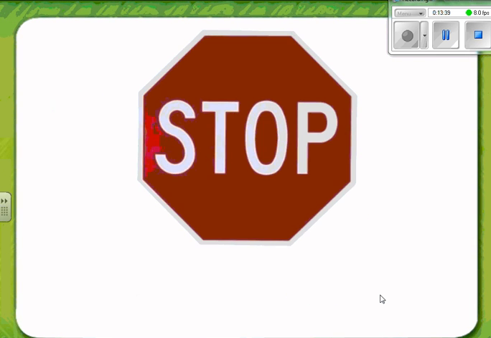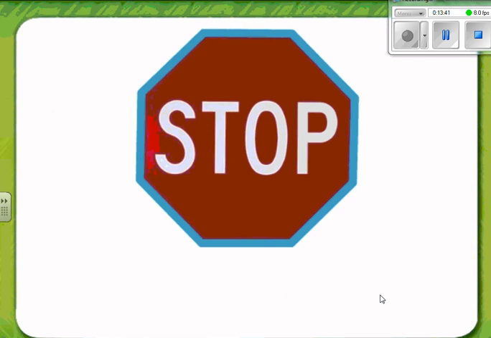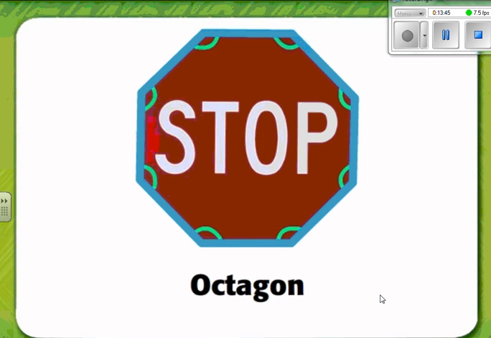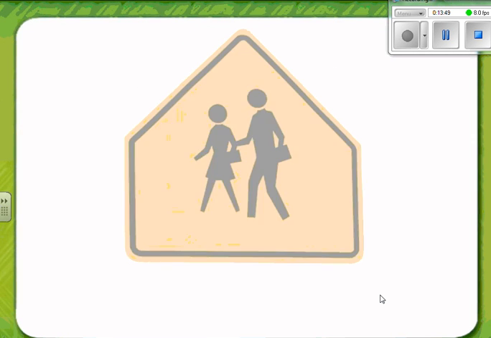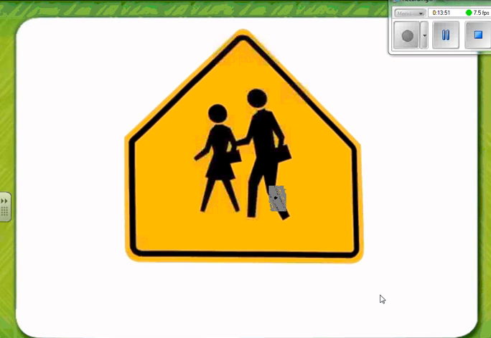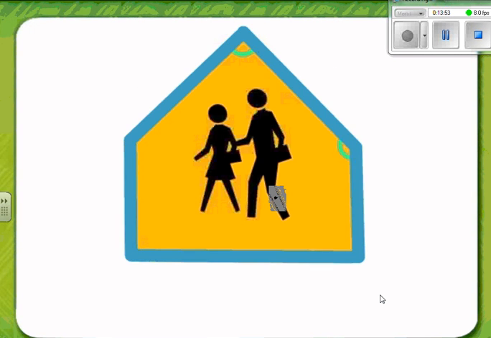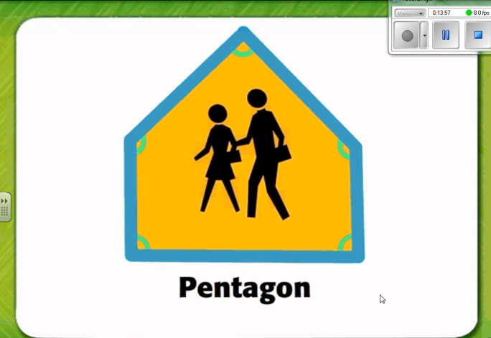Describe the polygon. There are eight sides and eight angles. So it is an octagon. Let's try another one. Describe this polygon. There are five sides and five angles. So it is a pentagon.